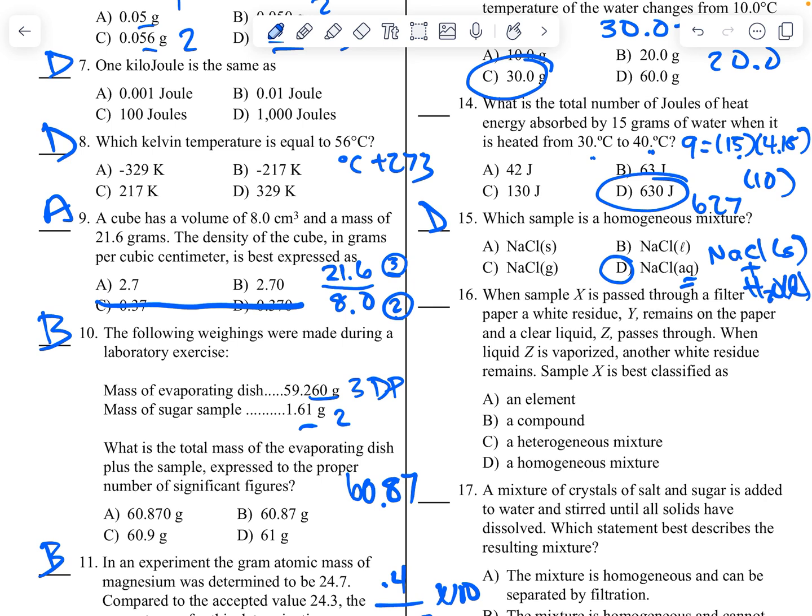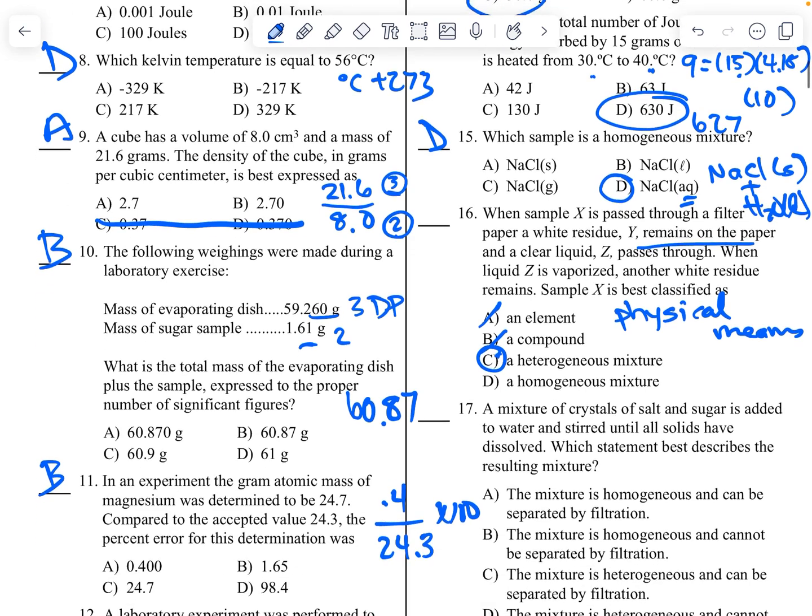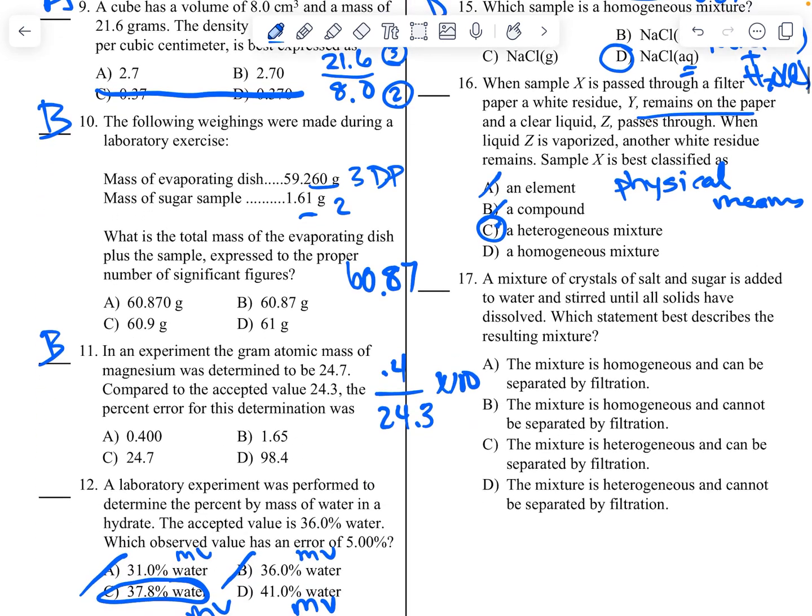So I'm going to say that it is definitely not an element or compound because we are able to separate it by physical means. If you're separating something by physical means, it's a mixture, whether it's heterogeneous or homogeneous. The reason why it is heterogeneous is the fact that we have residue remaining on the paper. If it was homogeneous, it would be totally uniform and it would all go through, but the fact that we have something on the filter paper makes it heterogeneous.